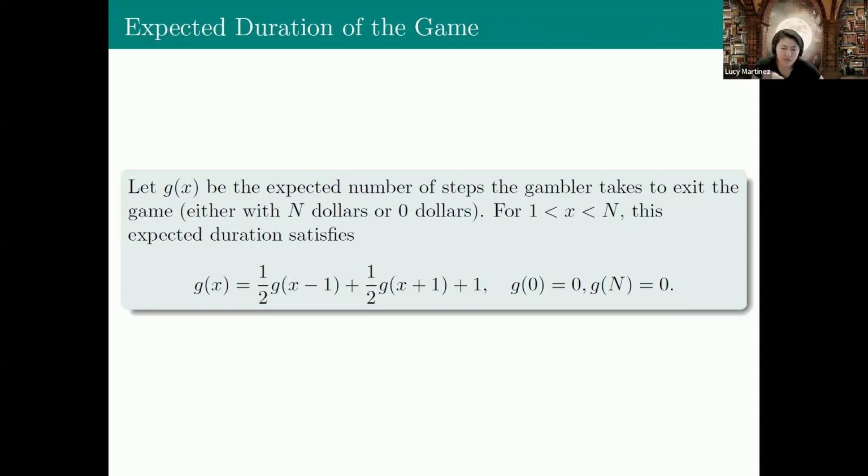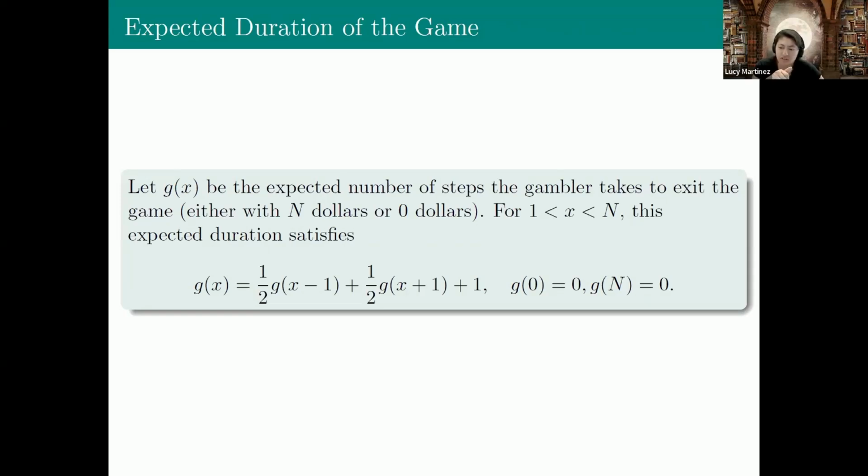Here, for g of x, we can think of why this expression is true. If the gambler currently has X dollars, then to get to X dollars, either it went from losing or winning $1 to get to X. So either it went from X minus 1 to X, or from X plus 1 to X. And we add 1 to the count because it takes 1 step to get to X from either of those 2 points. And the initial conditions are both 0.